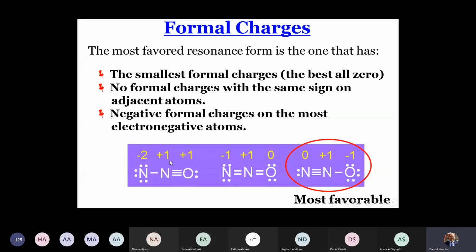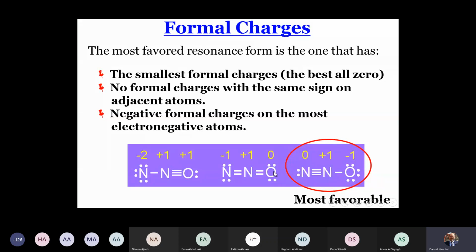We look at the structures. In the first, we have plus 1 and plus 1. So the first is eliminated. In the second, minus, plus, 0. The second, according to rule number 2, is acceptable. In the third, 0, plus, minus, the third also is acceptable. So now, in rule number 1, the smallest formal charges, the best, all 0, could not be used. So we pass to rule 2. In rule 2, we eliminate the first structure, so we obtain two structures. Now, between these two structures, which is the best?